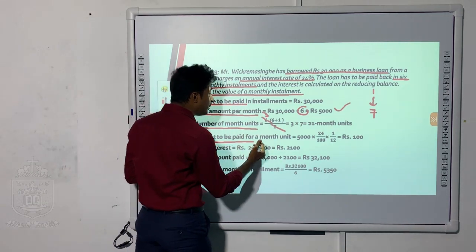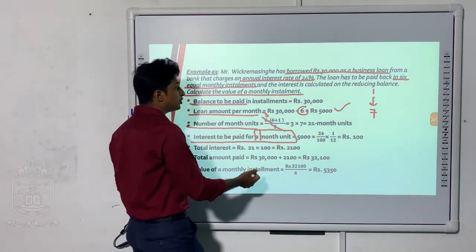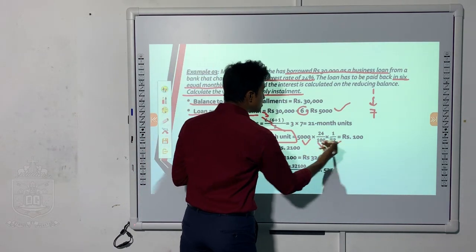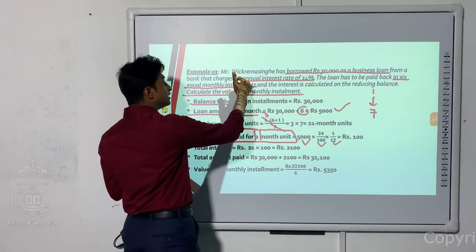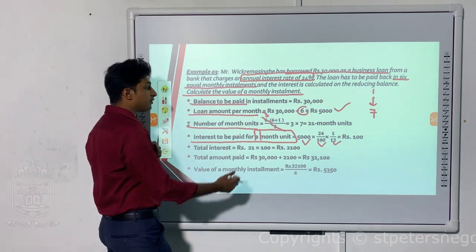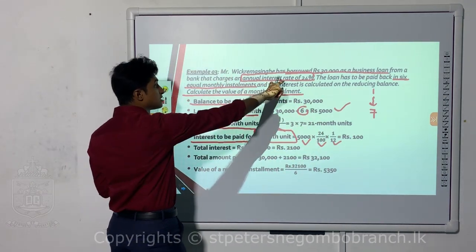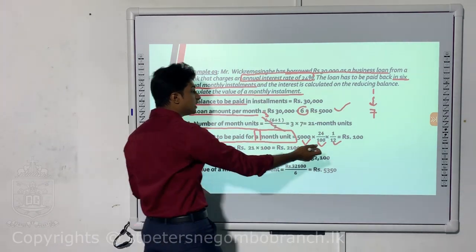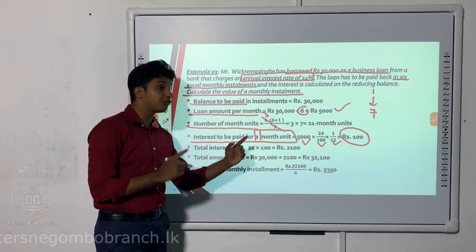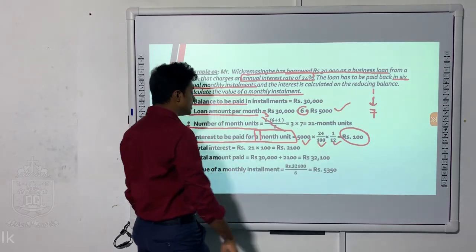Then the interest to be paid for a month unit, very important, a month unit, that is going to be the loan amount per month into the rate divided by 12. Why do we divide it by 12 again? The rate is given annually. See, it's an annual interest rate. So that is 5,000 into 24 over 100, the interest rate, into 1 over 12. Then I will get the answer as 100 rupees. 100 rupees is the interest to be paid for a month unit. For 1 month unit, you have to pay 100 rupees.